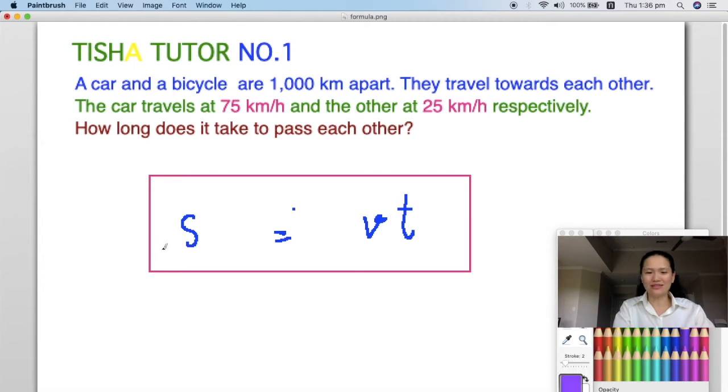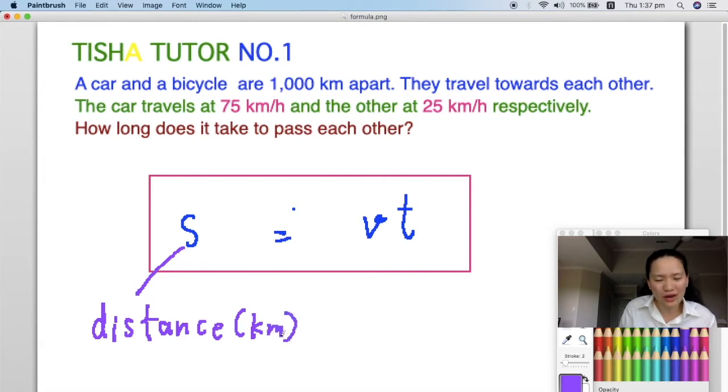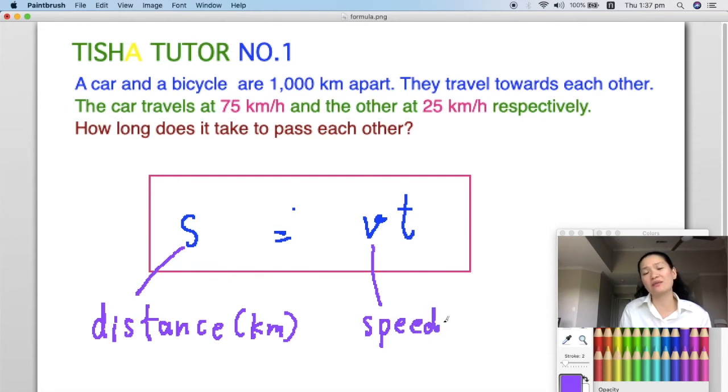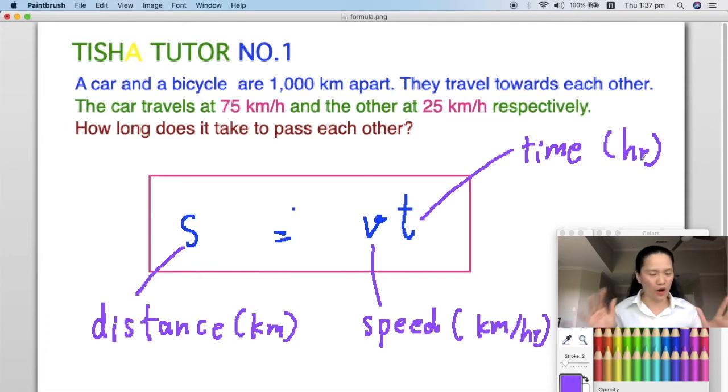S comes from distance. S means distance. Distance could be in many units like meter or kilometer. In this one, I give it in kilometers. Velocity or speed, V is speed. Try to match units. If it's kilometer, it could be kilometer per hour, but it could be kilometer per second as well. And T comes from time. Time could be second, minute, or hour. It depends, but the main point or technique is you have to make all the units the same.